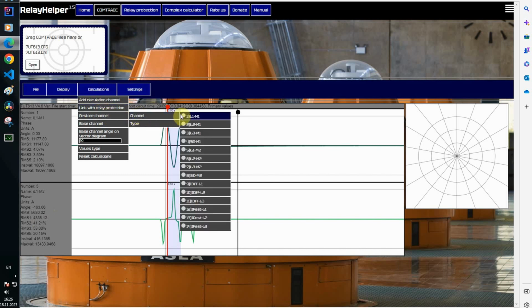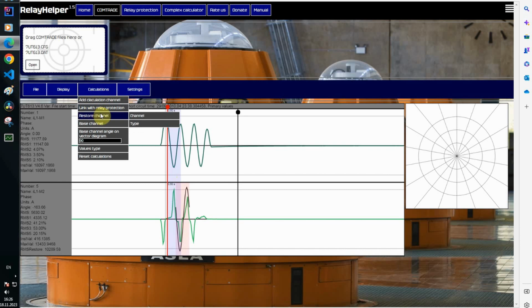The first step is to choose the channel for restoration. The black line is the restored sine wave. The area where recovery occurs is highlighted in pink. By default, the algorithm called two-point-plus is selected.